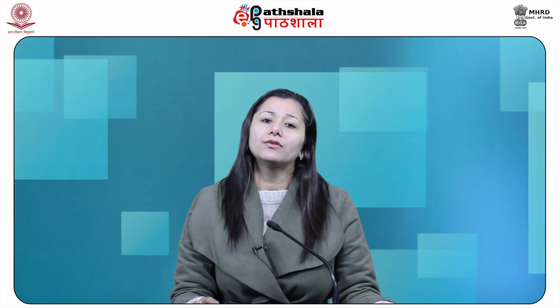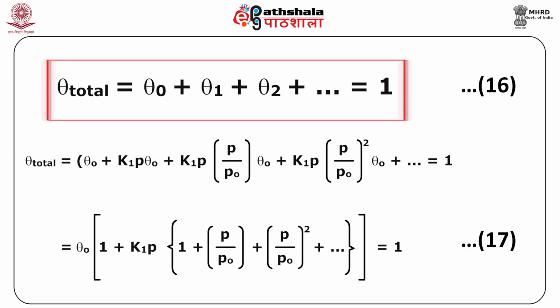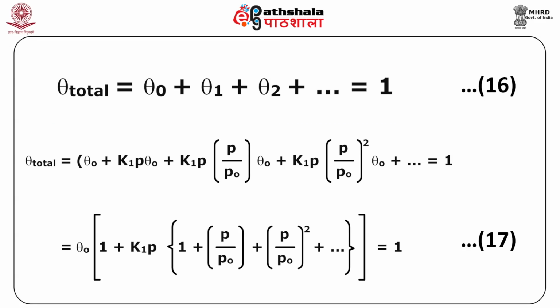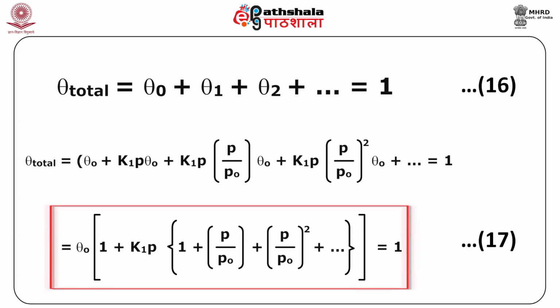If we assume that the entire adsorbent surface is covered, then the total coverage will be given by theta total equals theta naught plus theta 1 plus theta 2 and so on, equals 1, as shown in equation 16. Substituting the equations 15 in equation 16, we get the equations 17.